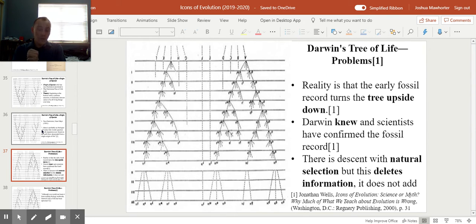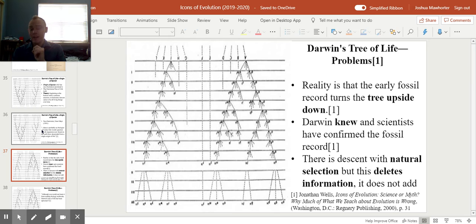And so Darwin knew, and scientists have confirmed the fossil record. Now, Darwin thought the fossil record is very incomplete, and he's right. The things destroyed and laid down in the fossil record over time. I mean, how much can you gain from that in the sense that you know where the final origin of all this stuff was?